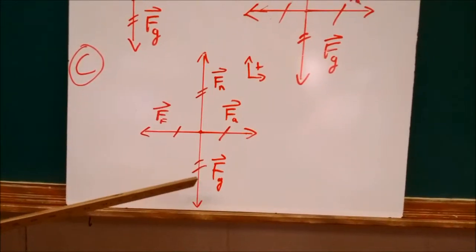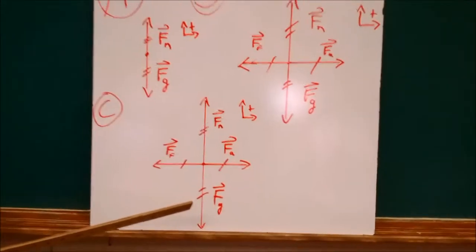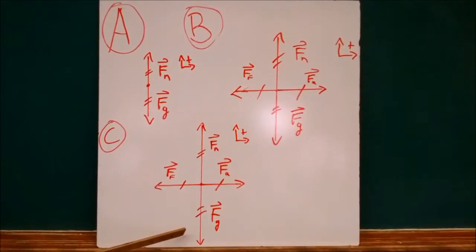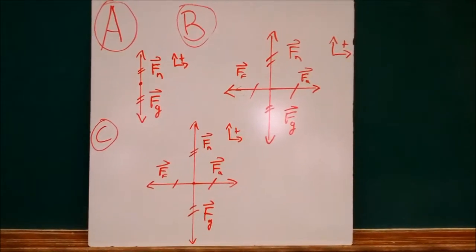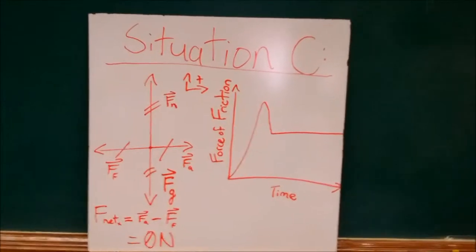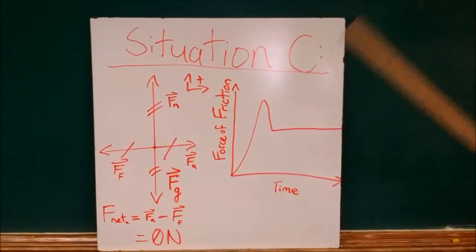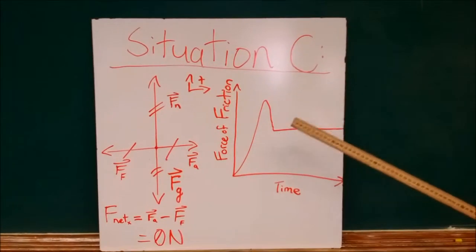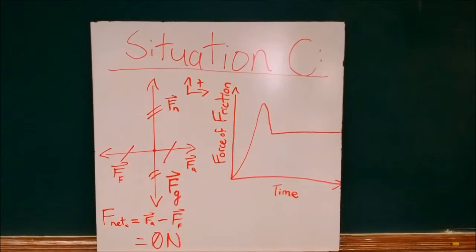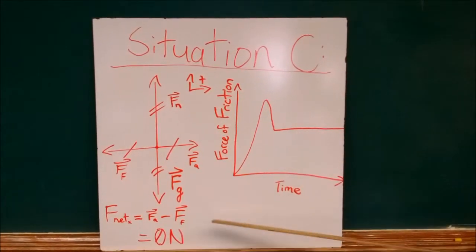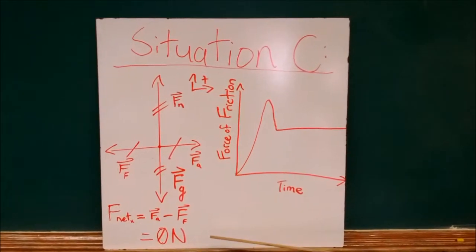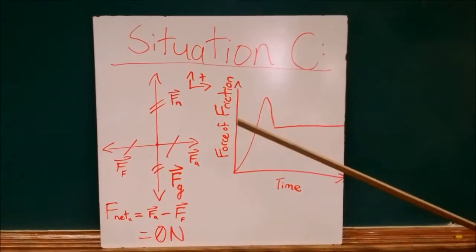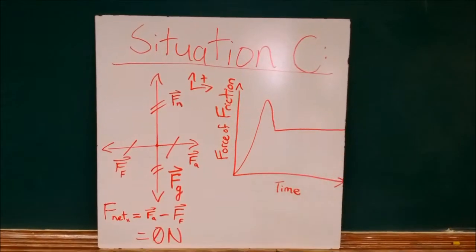In conclusion, the net force for all three force diagrams was 0 for the horizontal and vertical directions because the object does not accelerate in either direction. Let us look again at situation C, this time with a force diagram and a force graph that measures how much force we applied on the system. Since the net force applied on the object was 0, and we know this because the object was not accelerating in either direction, this graph also shows the force of friction acting against our applied force.